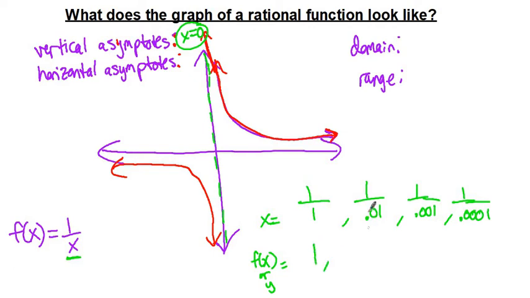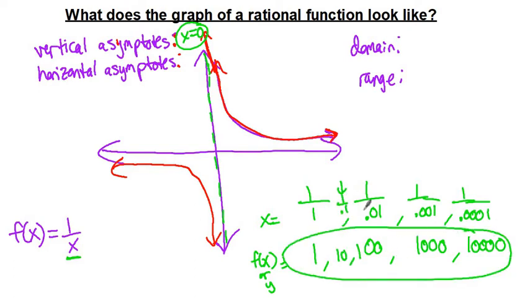1 over 1 is 1. This is 10. This is 100. Actually, I'm sorry, I skipped one there. That's 100. That's 1,000. This is 10,000. There should be a 1 over 0.1 right here, which would be 10. Okay, what's happening to these numbers? As x gets closer and closer to 0, y is getting bigger and bigger. In other words, y is shooting off to infinity, and that's what this line is doing right here. It's going up forever.